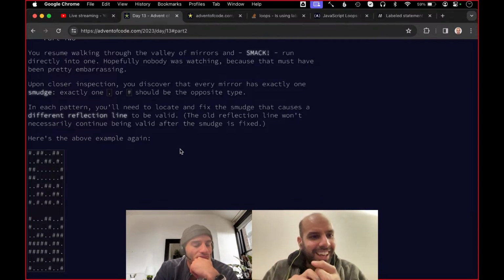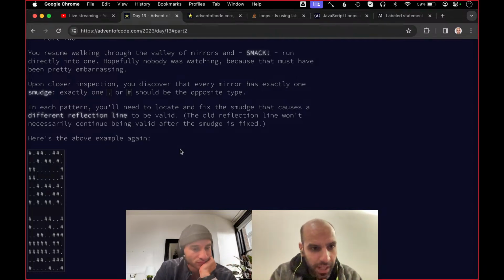Okay. In each pattern, you will need to locate and fix the smudge that causes a different reflection line to be valid. So there will be a different reflection, not the one we found, that will be an almost reflection if it isn't for one mistake. The old reflection line won't necessarily continue being valid after the smudge is fixed. So I think I understand, but let's see.